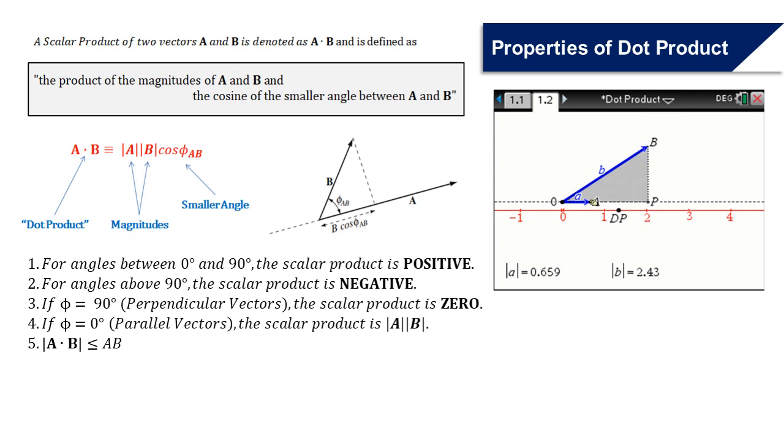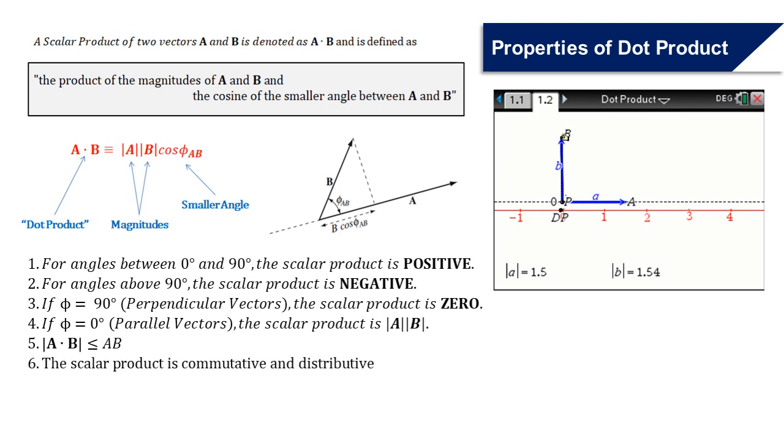Fifth, the magnitude of the dot product is always less than or equal to the product of the magnitudes ng dalawang vector na yan. Okay? So, yan yung fifth na pang-check natin. So, always mas maliit or hindi lalagpas dun sa product ng magnitude ng mga vectors yung ating dot product.